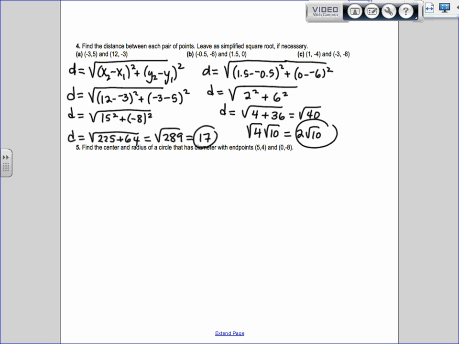C you can do if you want. I think it's 4 root 2. I think it ends up being like the square root of 32 maybe. I don't know. I don't remember.